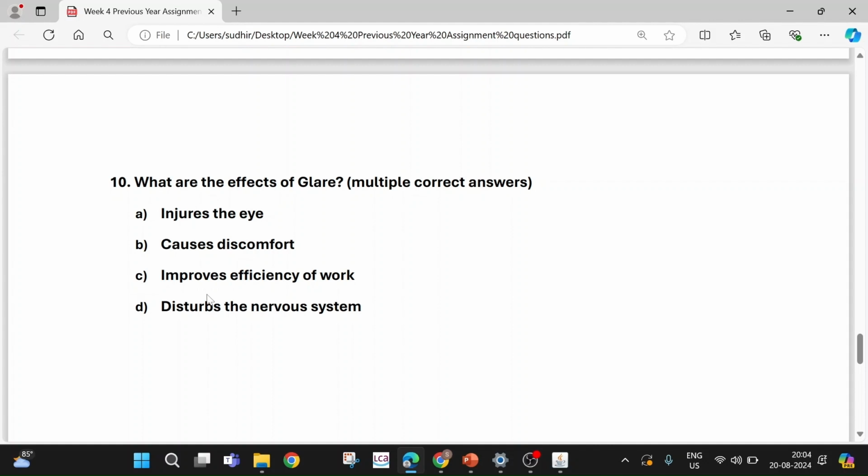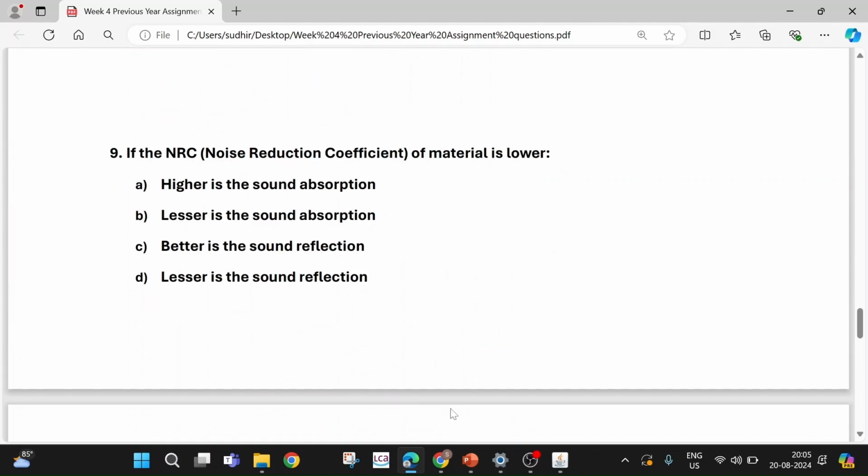What are the effects of glare? And again, for this question, you can choose multiple correct answers. A, B, D. D for some. C is wrong. A, B, and D. Yeah, except C, all are options. Okay.